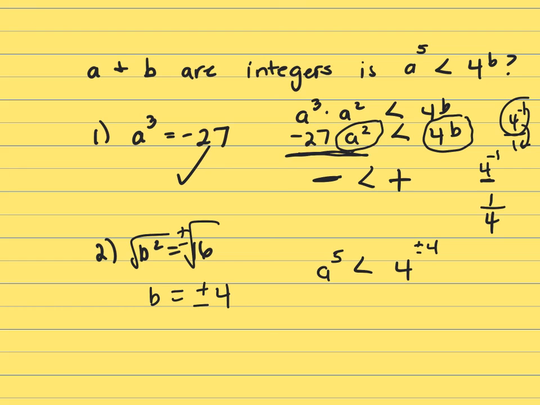No matter what, this right-hand side is positive. You know, if you got 4 to the fourth, or if you got 4 to the negative 4. But we don't know what a is. A might be positive, and then that would be a positive number. If a was negative, it would be a negative number. So we don't know what a is, so only clue 1 works.